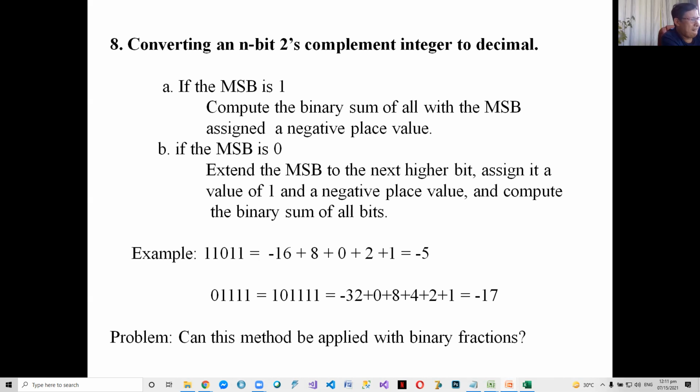Para mabilis. Okay. You look at the MSB. If the MSB is a 1, compute the binary sum with the MSB assigned a negative place value. For example, we know that this is a two's complement number, 110011. The place value of this is 1, this is 2, this is 4, this is 8, this is 16. Right? So we assign a negative 16 to the MSB because it's a 1. Then 8, 0, and if you total them, that's a negative 5. Do you follow?